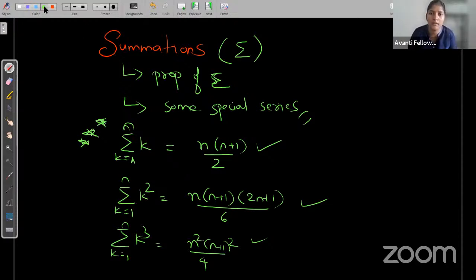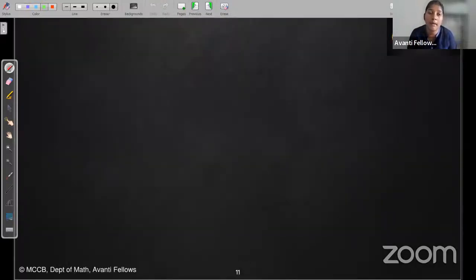Okay. So is it clear to you in summation? There's some more, like summation of k raised to 4 and so on, but these are the important ones that we're going to make use of. Okay. Any doubt in this? Anything? Well, so after summation, we discussed the method of difference, right?